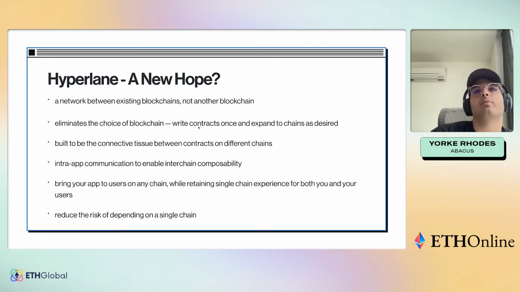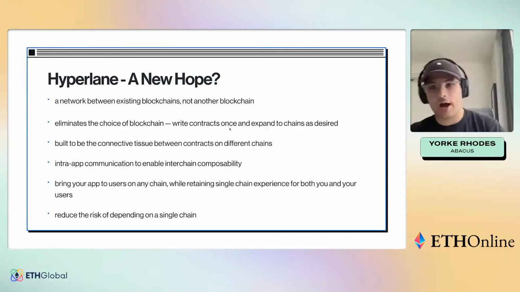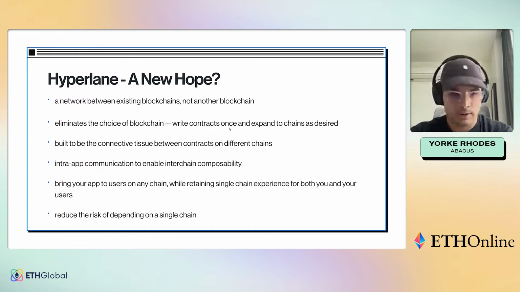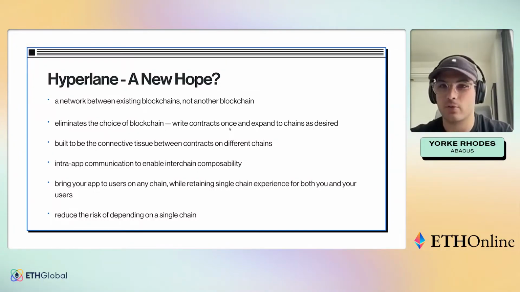And we do this while still allowing you to only write your contracts once. And you can choose however you decide strategically to expand which chains you want to be on. There's no consequences of the initial set of chains that you decide to deploy to. And so, yeah, Hyperlane is this protocol, this connective tissue that exists between contracts on different chains.